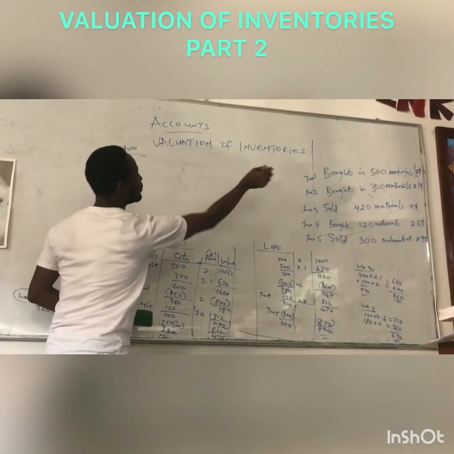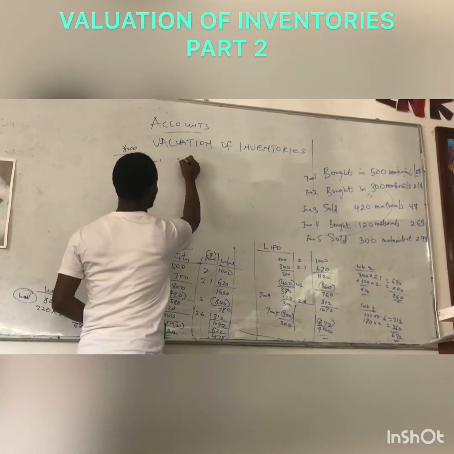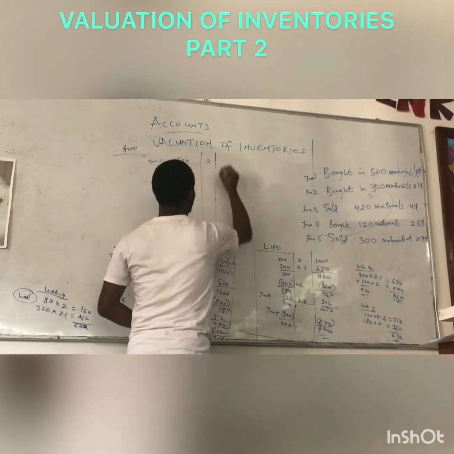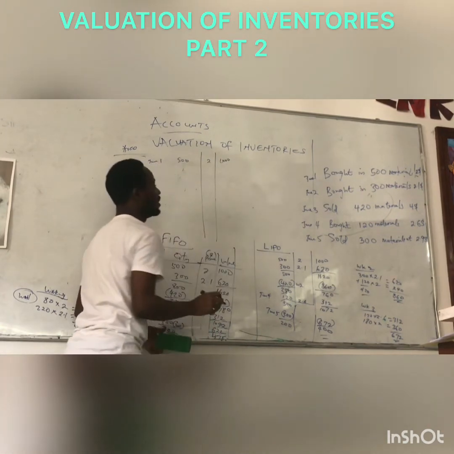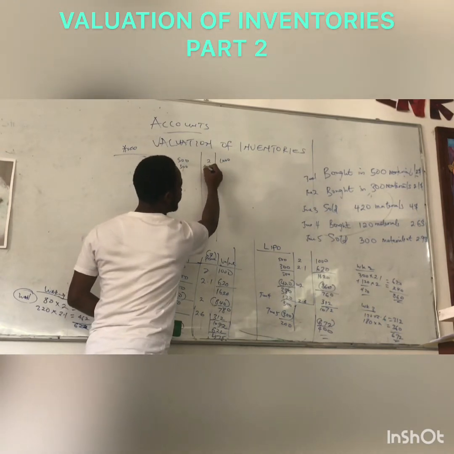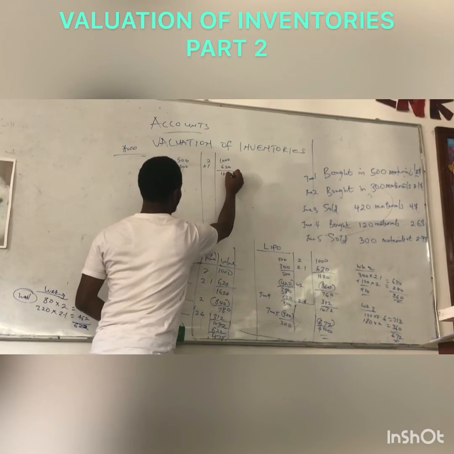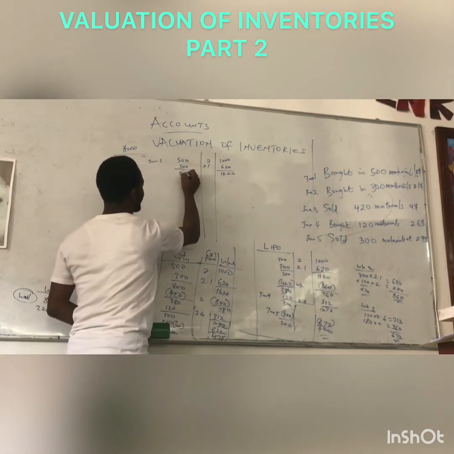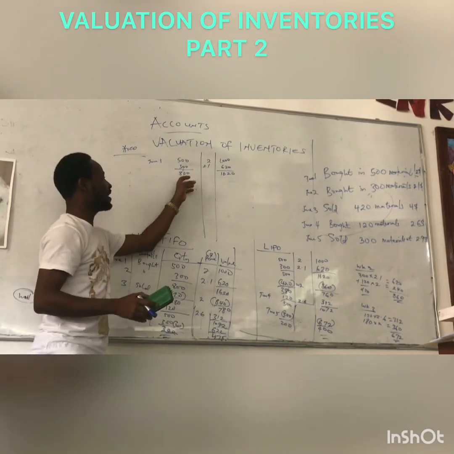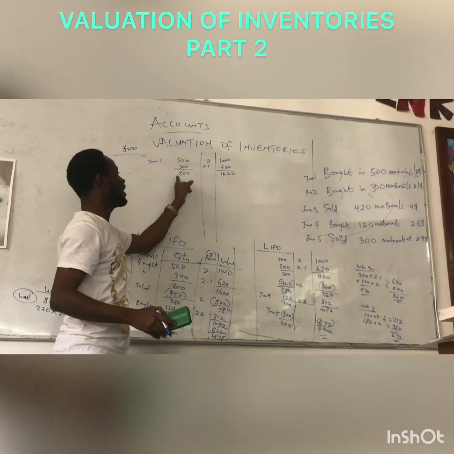So when goods are bought in on June 1, 500 at 2, that is 1000. Again, 300 at 2.1, that's 620. That is 1620. So this is 800 units. So now the average price here is 1620 divided by 800.